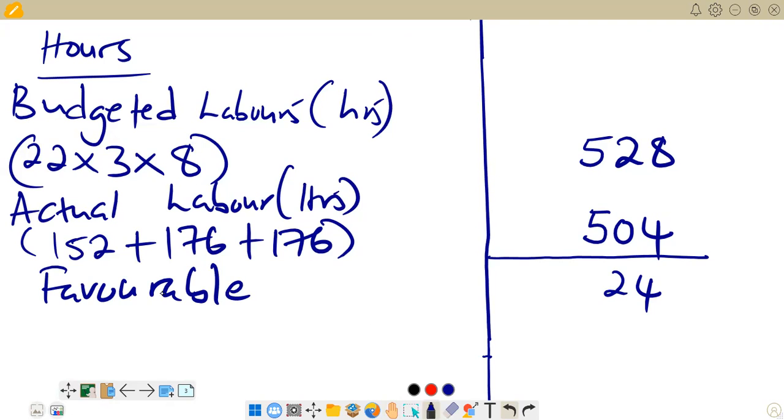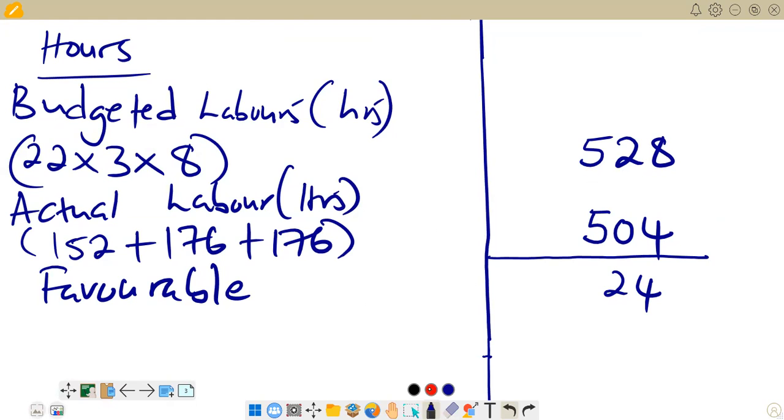So why are we having a favorable position? It is because we expected the workers to spend 528 hours, but they spent less, which is 504. And what is going to happen at the end is that the cost is going to be lower, since the actual labor hours spent is less than the budgeted. So the smaller expense is going to lead us to a favorable position.